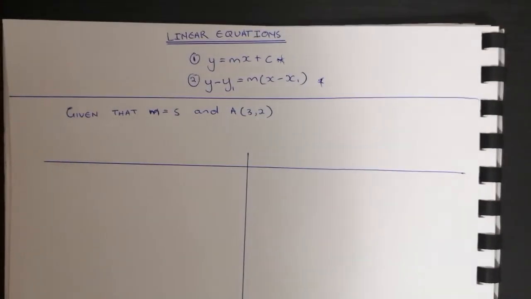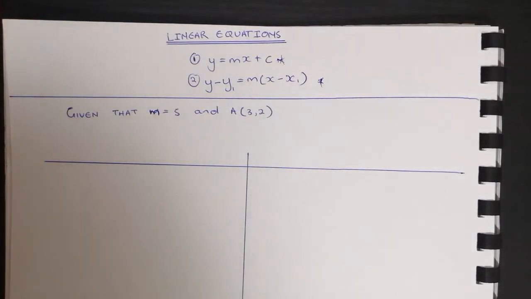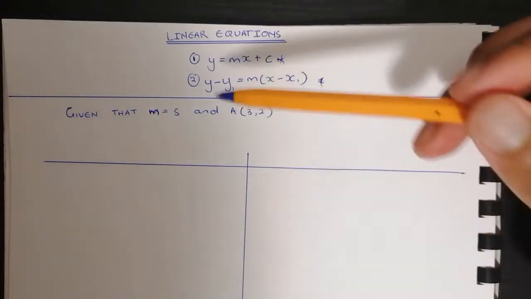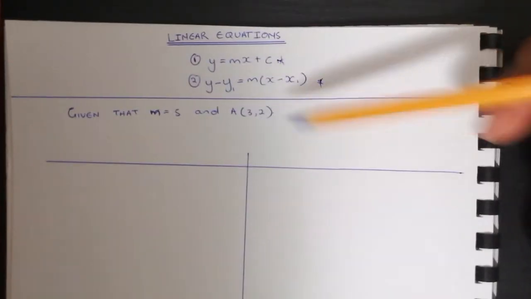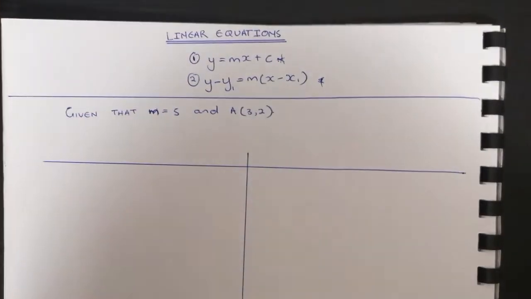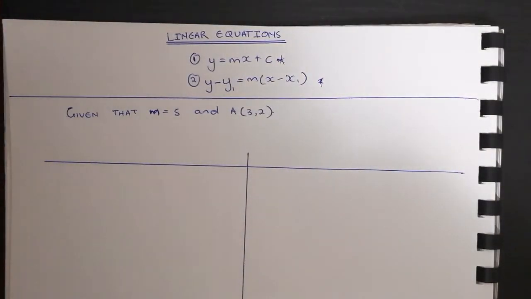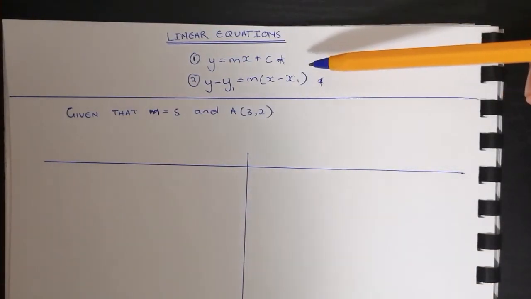One situation we didn't consider was when you're given the gradient m and 1 point A. So in today's video, we're going to work through 3 exercises. The approach will be, for each exercise we're going to compare the 2 methods.